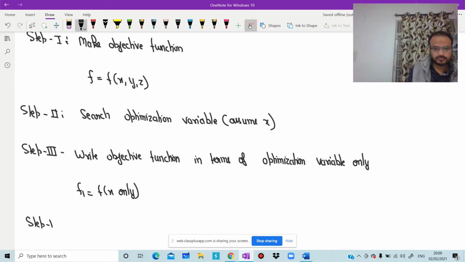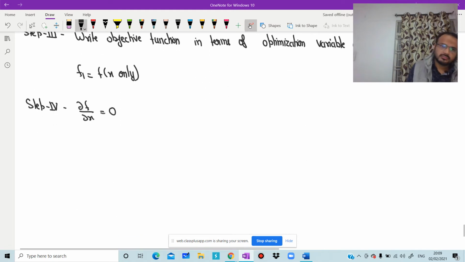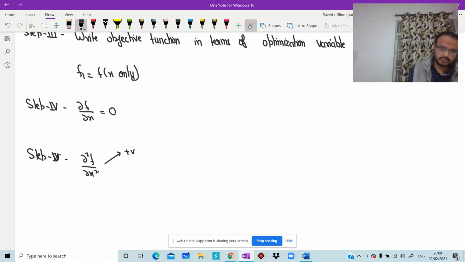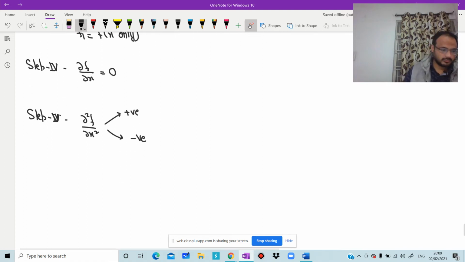Step 4: del f by del x is equal to 0. And step 5: del 2 f by del x square is positive for minimum and negative for maximum. So this is one of the most simple techniques which is applicable to all the concepts of optimization. Next, profitability analysis.